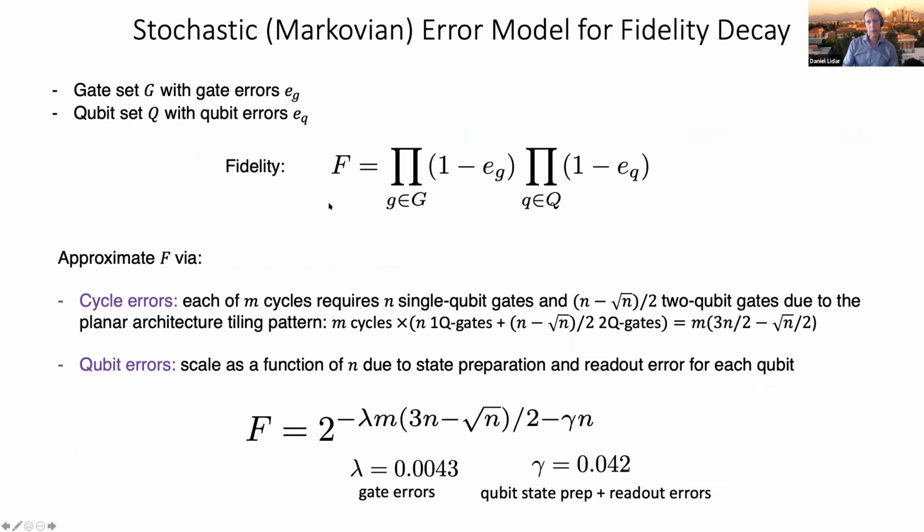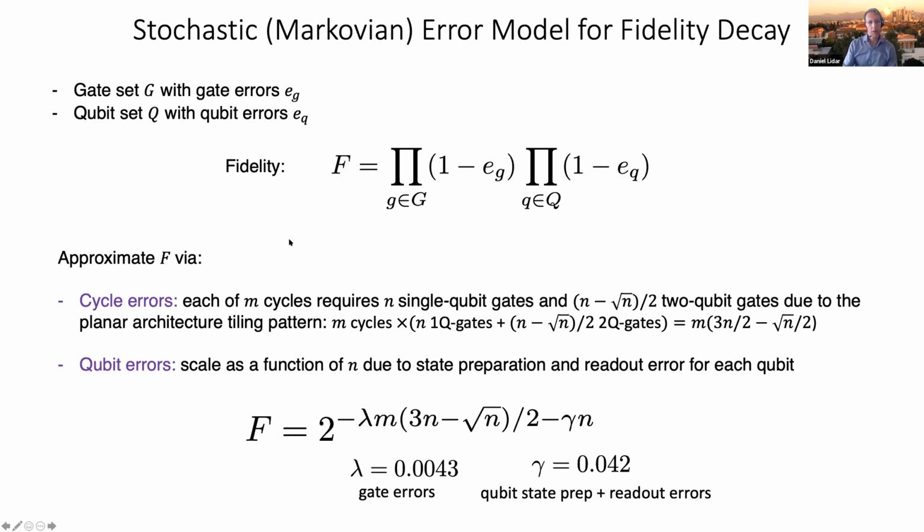The simplest expression you can imagine is to just write the fidelity as the product over the qubit fidelities times the gate fidelities, like so. Fidelities, I mean, not infidelities, right? The infidelities are the errors. So this is the product of fidelities of the qubits times the product of fidelities of the gates.